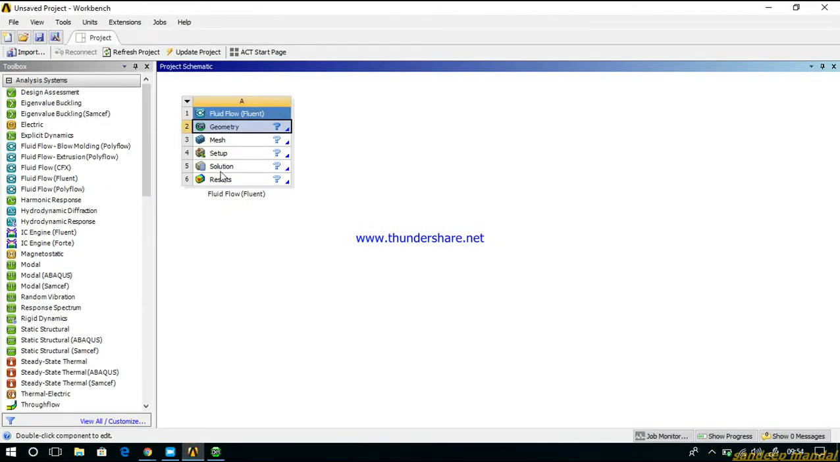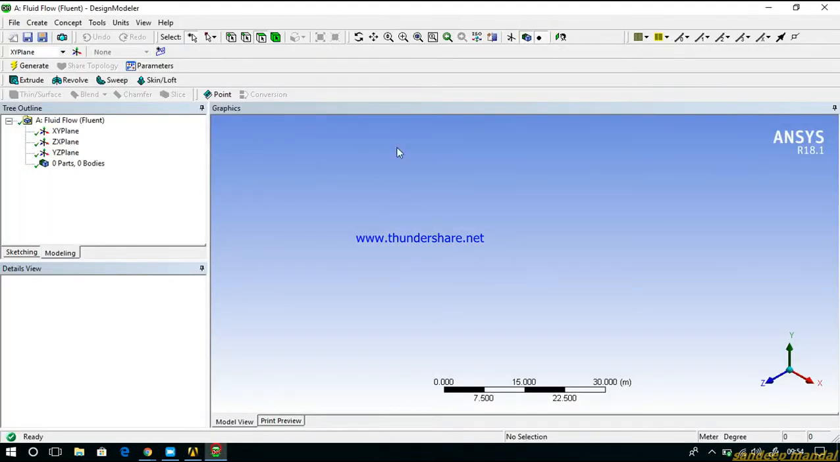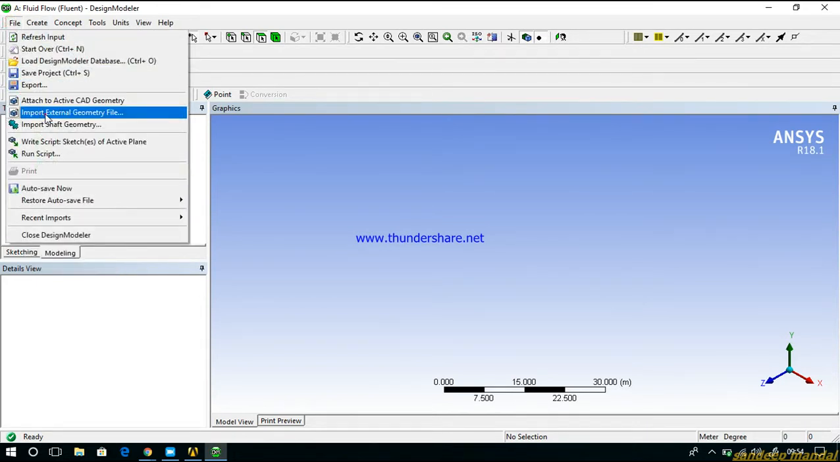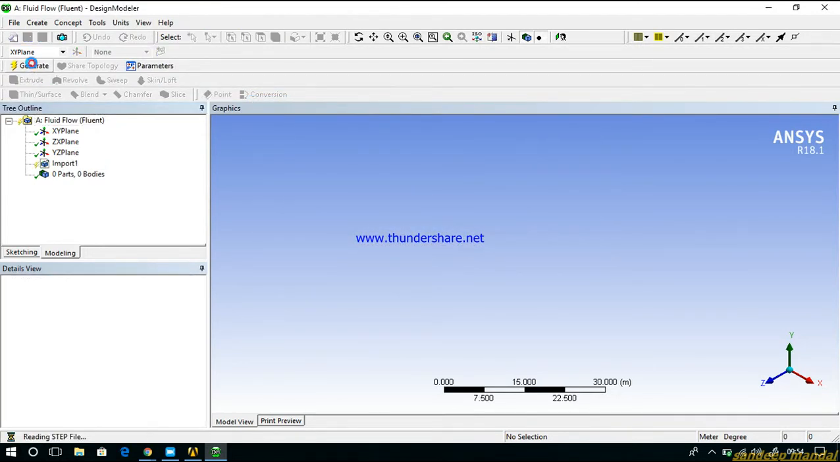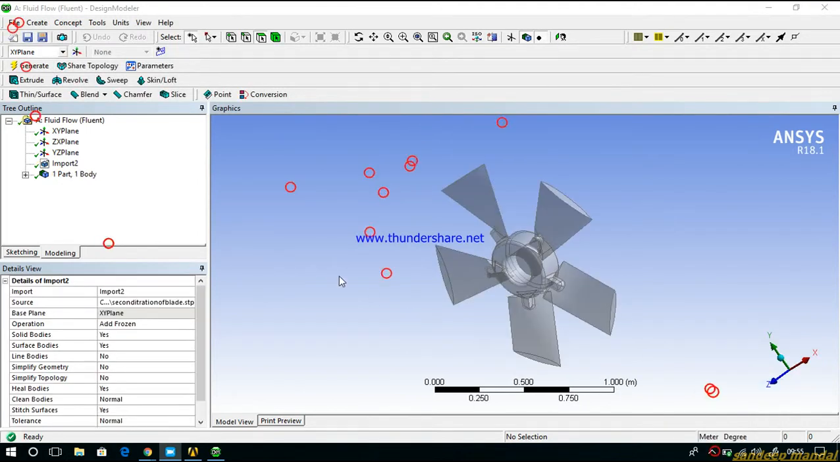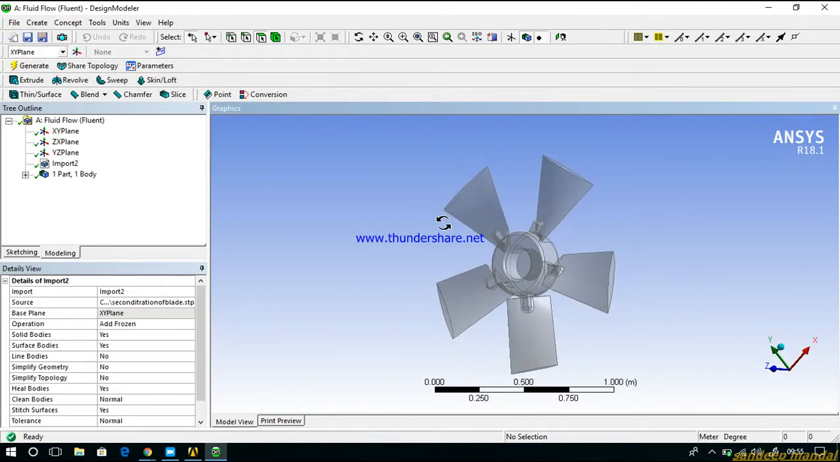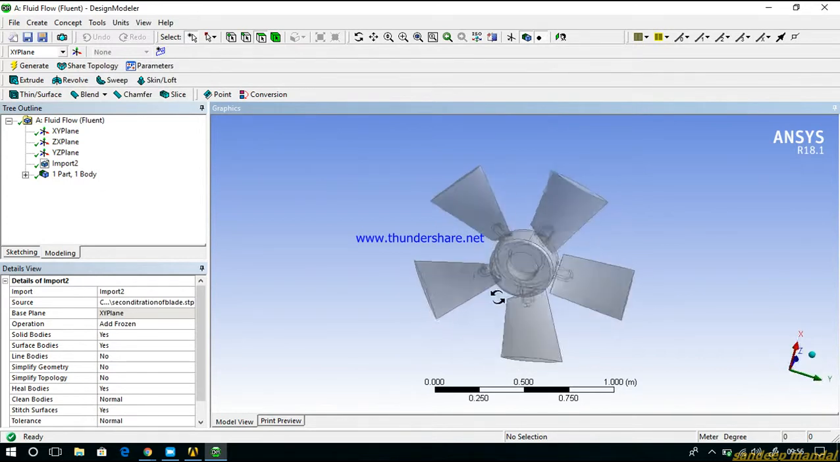So here I am doing the analysis in Fluid Flow Fluent. First of all, we have to import a geometry in the Design Modeler. So I am importing a geometry. Make sure that your geometry is in STEP format. So the geometry is successfully uploaded.